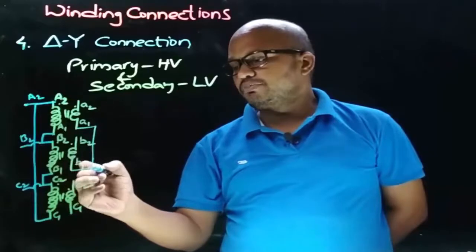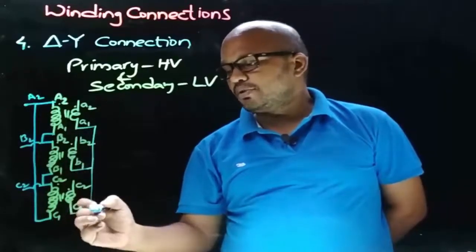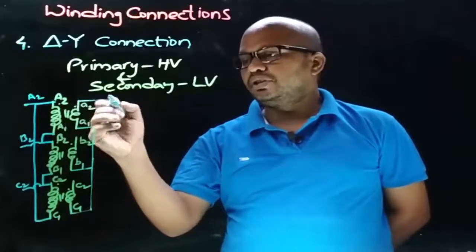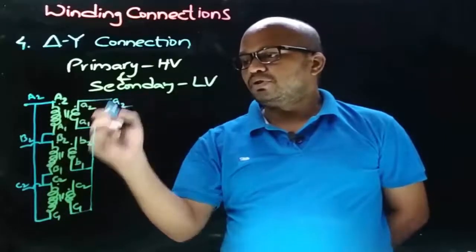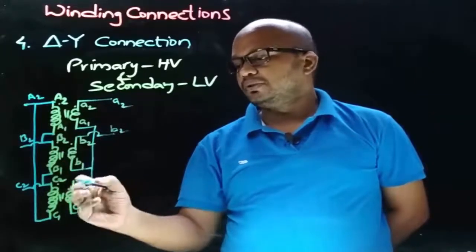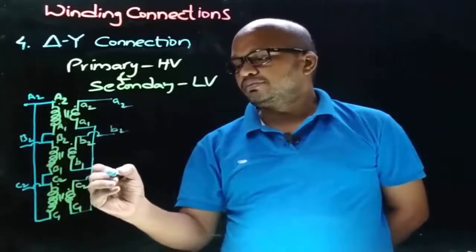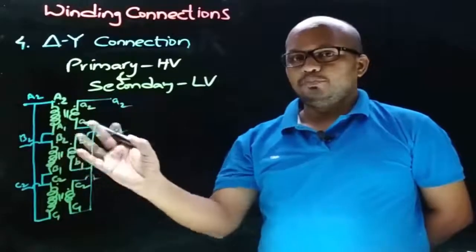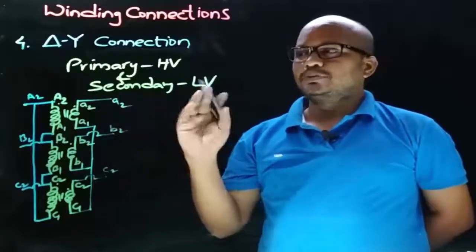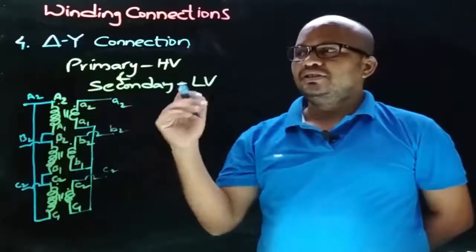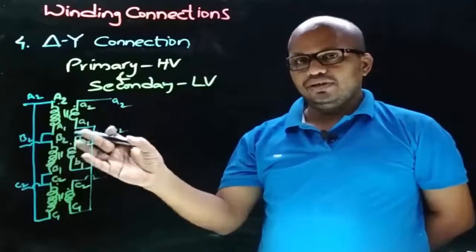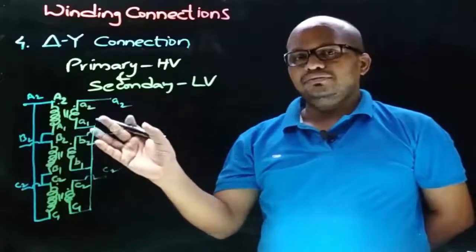So small a1, small b1 and small c1, and take the connections from dot end terminals, so small a2, small b2 and small c2. So this is one of the possible connections of delta star connection. We are having 4 possible connections of delta star connection, that is we can obtain delta star connection in 4 ways. So this is one of the ways, and now we are going to draw the phasor diagram for this type of connection.